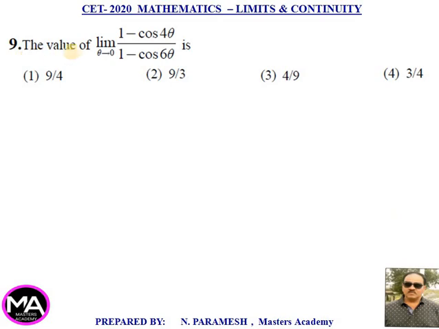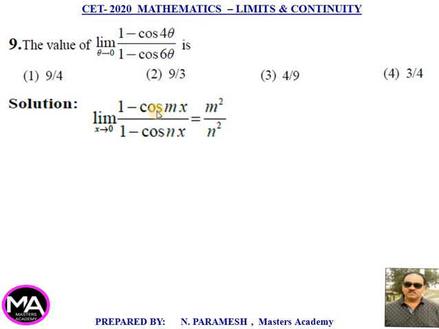9th one, the value of limit theta tends to 0, 1 minus cos 4 theta divided by 1 minus cos 6 theta is, 4 options are given. Solution: limit x tends to 0, 1 minus cos mx divided by 1 minus cos nx is equal to m square by n square, which is 4 square by 6 square, that is equal to 4 into 4 divided by 6 into 6, 2 2s are 4, 2 3s are 6, so 4 by 9, that is there in option 3rd one.